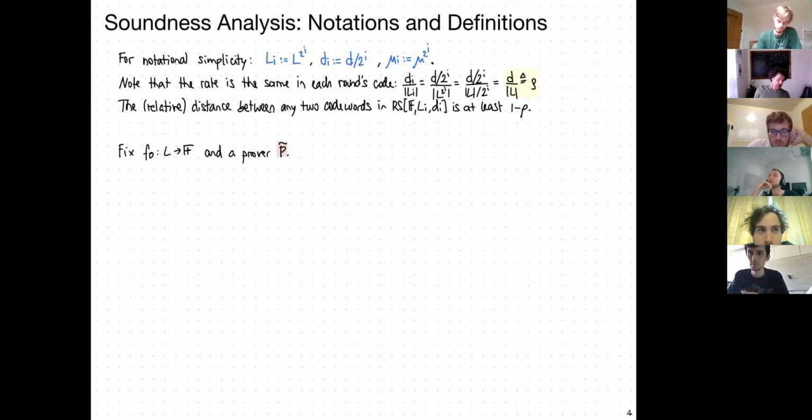Okay, so let's fix the function f0. This is the function that we want to test. This is the goal: to check whether f0 is of low degree or not. And we fix some malicious prover strategy, which we'll denote by P tilde.